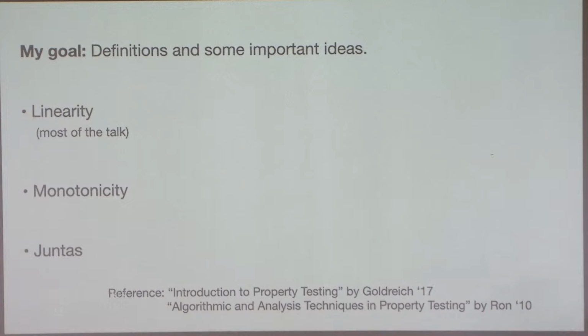So I'm going to take the opportunity to tell you about linearity testing, and that's going to be most of the talk, and it'll help me introduce some of the notions and some of the key ideas. And we'll briefly talk about monotonicity and juntas. I just wanted to point out these two references: Introduction to Property Testing, this book by Oded Goldreich, as well as this survey by Dana Ron. I didn't know about the new textbook, but I'll also check it out soon.